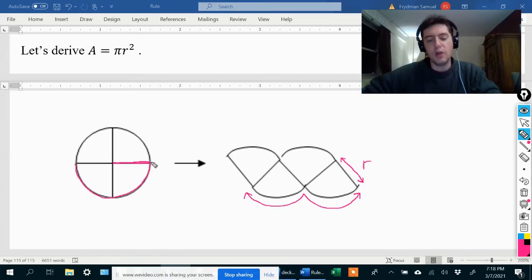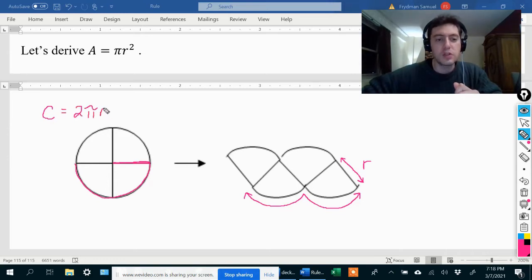And what is that? Well, the entire crust is like the circumference of the circle, right? So the entire crust of the pizza would be C. Oh, C is a good letter because C is the first letter of crust, just like it's the first letter of circumference. So the entire crust of the pizza would be the circumference of the circle. And we know that the circumference of a circle is equal to 2 pi r. That's one of the equations that we derived in the last video.